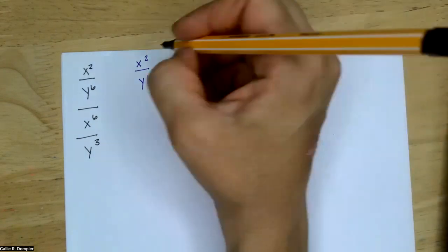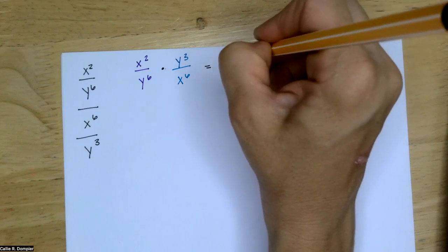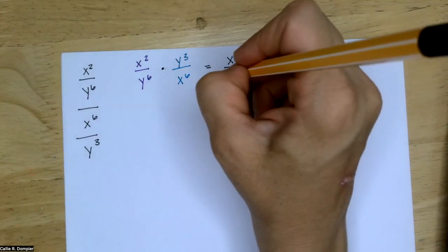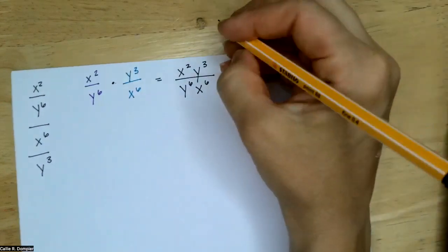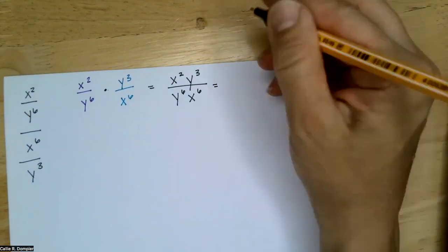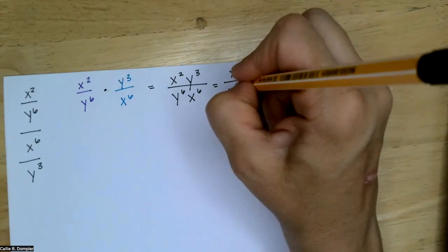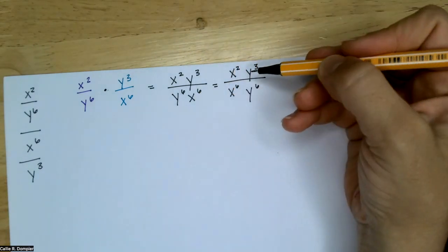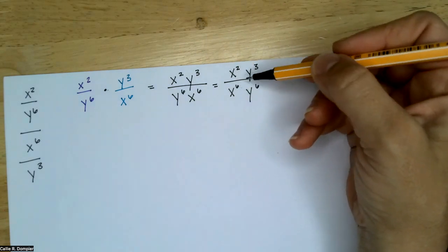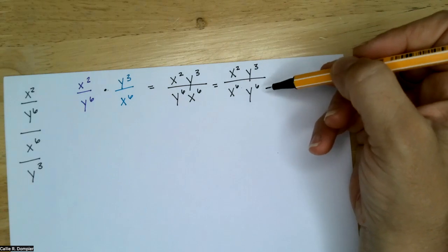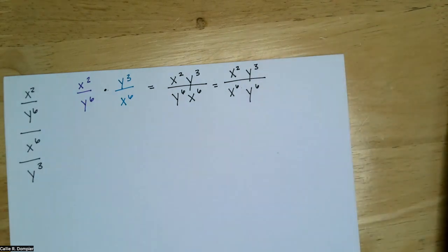Now just multiply straight across. x squared times y to the third is x squared y to the third, and then y to the sixth times x to the sixth. It makes sense to stack them on top of each other, so now you have x squared y to the third over x to the sixth y to the sixth. When you are dividing the same base with exponents, you subtract the exponents for division. Add them for multiplication. So this is division, so we're taking 2 and subtracting 6, 3 and subtracting 6, is one way to do it.